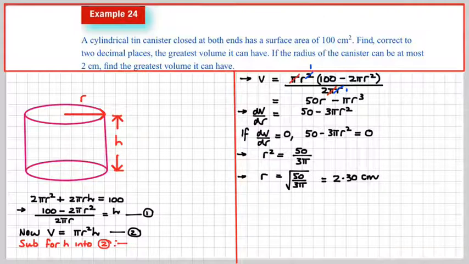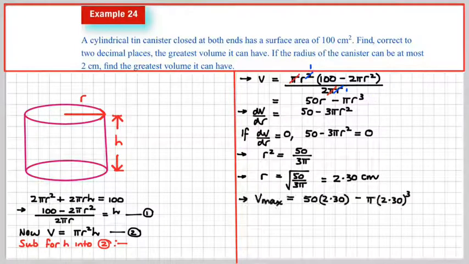Okay, so where are we, guys? We've got r. Now, what are we supposed to work out? Find the greatest volume. Well, we'll just plug that into the formula for the volume, which is this one here: 50r minus pi r cubed. There it goes, and what do we get? Two decimal places, is that what we need? Yes. 76.78 cubic centimetres. Good, we've done it.